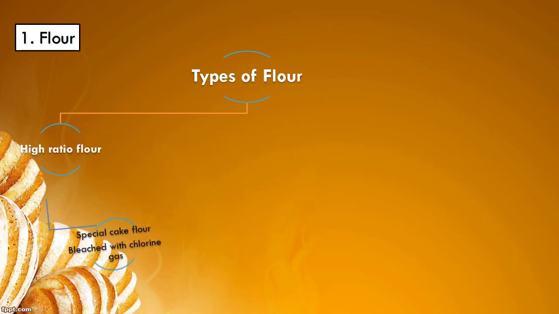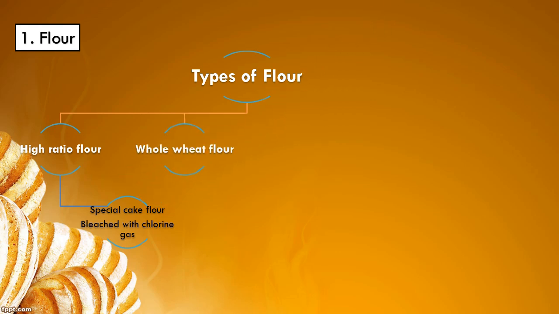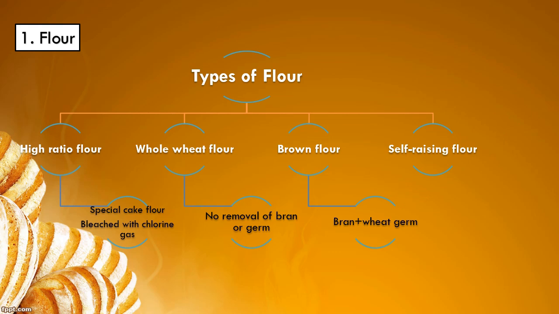Based on the extraction rate, the type of flour is classified into four. The first one is the high ratio flour. This high ratio flour is also known as special cake flour and is usually bleached with chlorine gas. The second one is whole wheat flour. In whole wheat flour, there is no removal of bran or germ during the milling process. The third one is brown flour. It is otherwise known as whole meal flour, which is a combination of bran and wheat germ. And finally, the self-raising flour, which contains a certain quantity of baking powder.